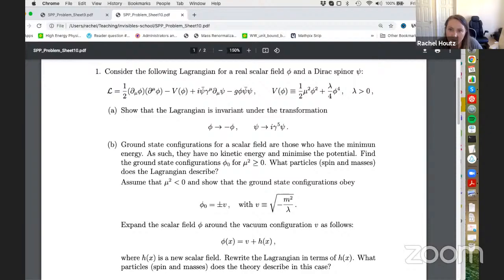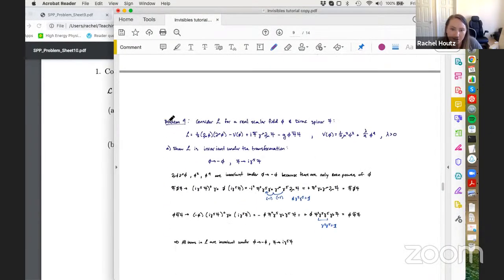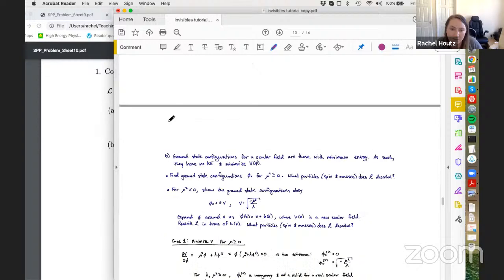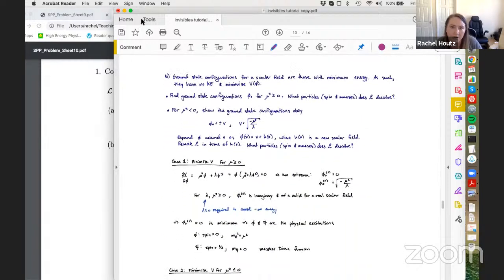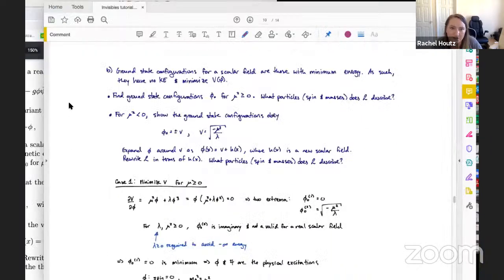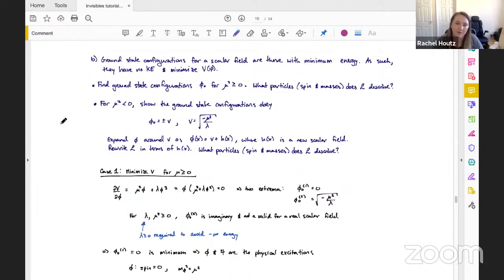I'm going to move over here to the answers for part B. And I'll try to keep the question up on the screen as long as I can. Okay, so case 1 is quite easy. So the first one is to minimize the potential for mu squared greater than or equal to 0. All right, and so what you can do is you just take the first derivative of the potential with respect to phi, and you get this expression here.